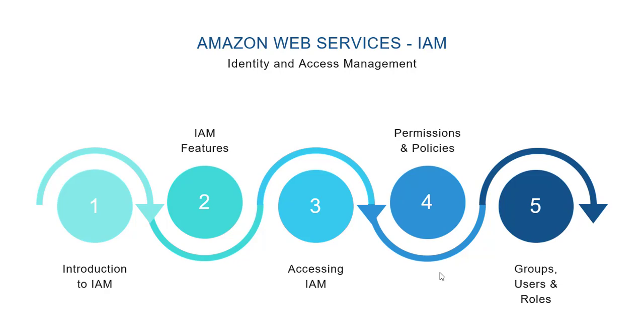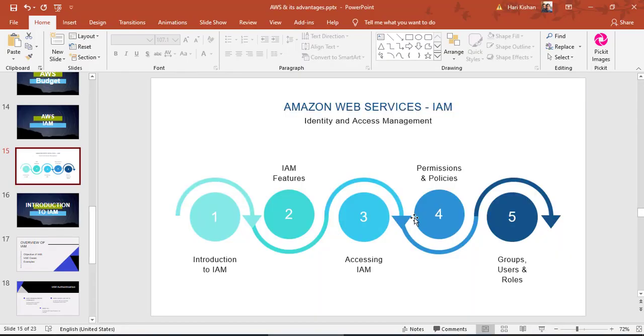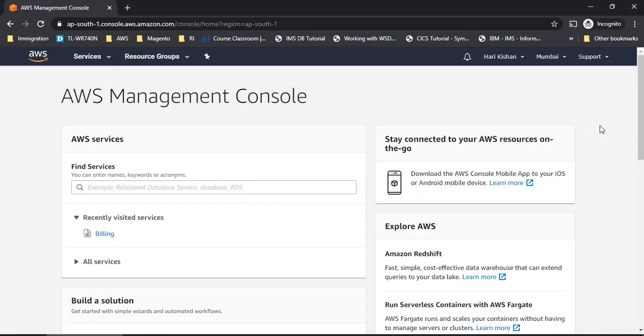So let's not waste a single minute, and we'll go to IAM directly on the website itself. So now I have logged into console.aws.amazon.com, which is the website from where you can use AWS services. I have created a free trial account earlier and I've logged into my account.